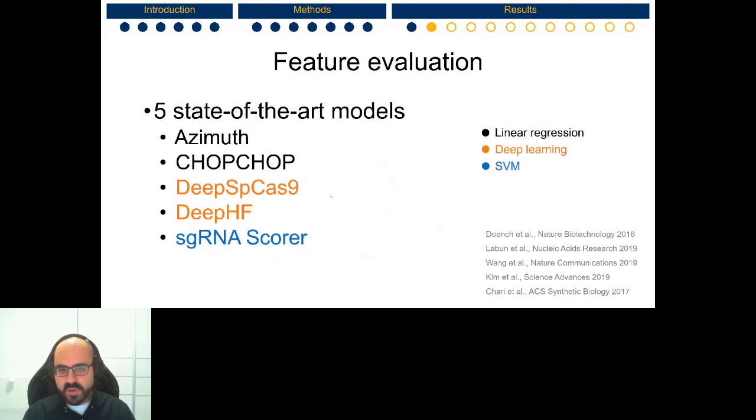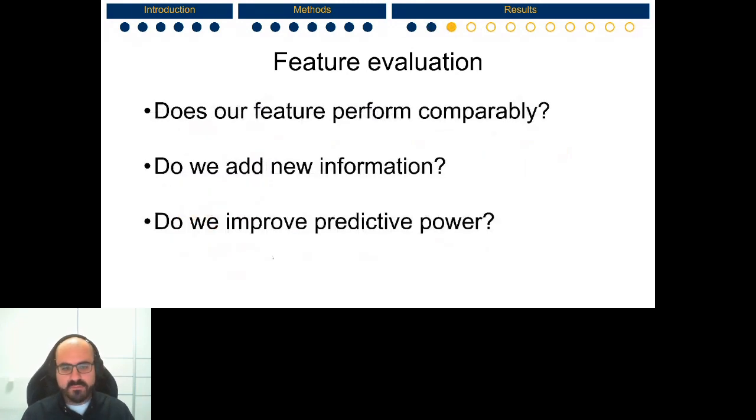And in order to evaluate it, we compared it to 5 state-of-the-art models. These are CRISPR efficiency models that are very highly regarded and have a very high performance relative to other models. And as you can see, 2 are linear regression models, 2 are deep learning, and 1 is SVM. So these models would be the benchmark for our feature. And when we evaluated our 3D feature, we had 3 main questions. First, does our feature perform comparably to these models? Second, do we add new information that is not encoded in these models? And third, do we improve our ability to predict CRISPR efficiency? And I'll tell you ahead of time that the answer to all these questions is yes, but let's see that in action.